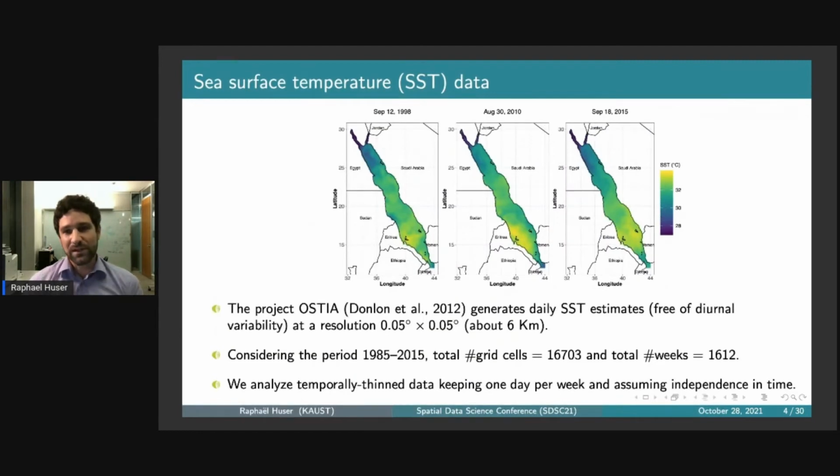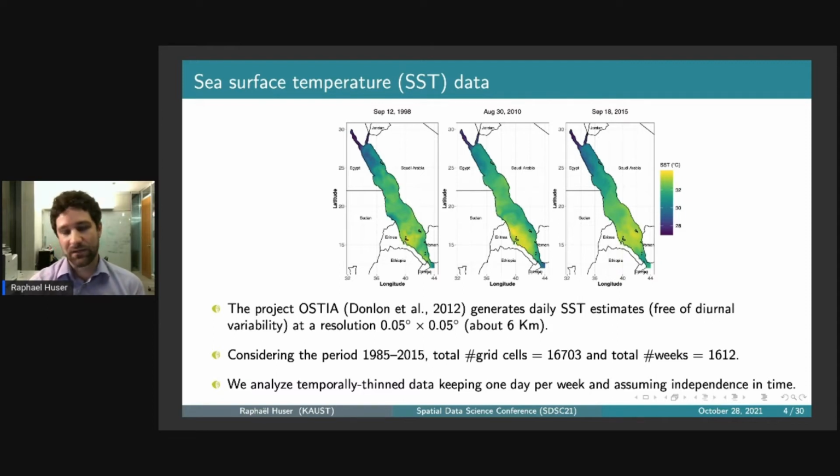So we need to have some data to be able to do this prediction. And here what we used was a data product from the project OSTIA, which stands for the Operational Sea Surface Temperature and Sea Ice Analysis. Essentially what we have is daily SST estimates at a very high spatial resolution, 0.05 degrees by 0.05 degrees, which is essentially a square of size 6 kilometers.